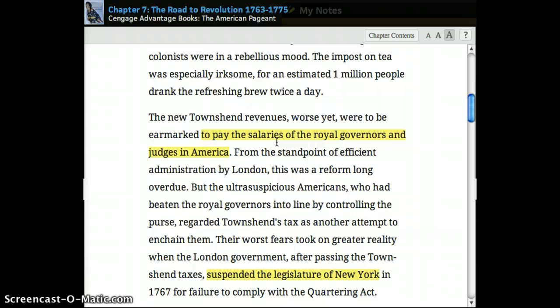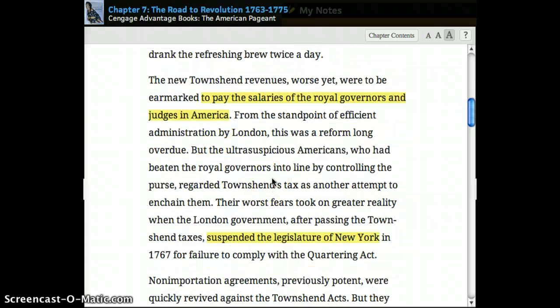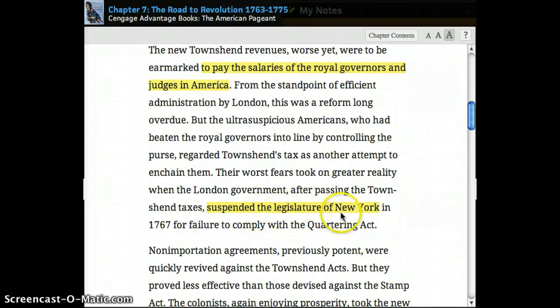So this tactic that the colonists had of refusing to pay the governors wasn't going to be an issue anymore. And they also suspended the legislature of New York. This is a separate issue because New York's colonial assembly didn't provide beds and food for British soldiers.